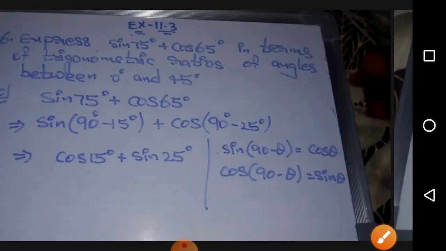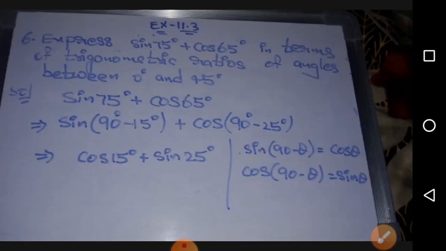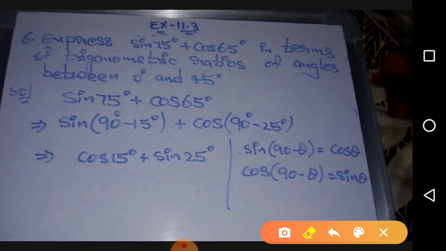Let's move on to the sixth question, and it's the last question. Even after this I'll let you know the other questions which we have left. So express sin 75 degrees plus cos 65 degrees in terms of trigonometric ratios of angles between 0 and 45.